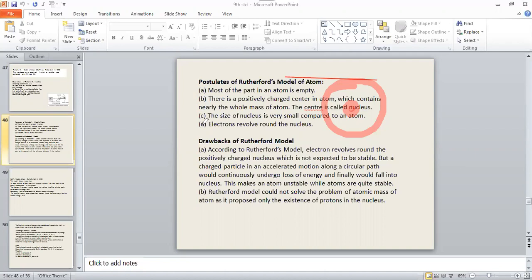Then the electrons revolve around the nucleus. Electrons revolve around this nucleus. So that is the structure of the atom given by Rutherford.